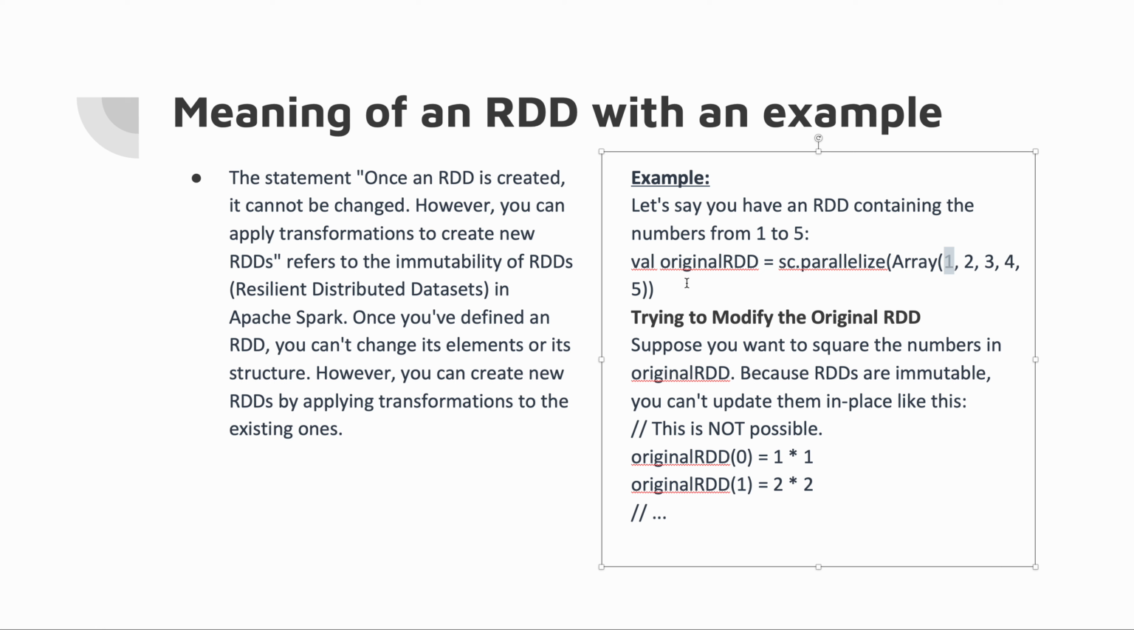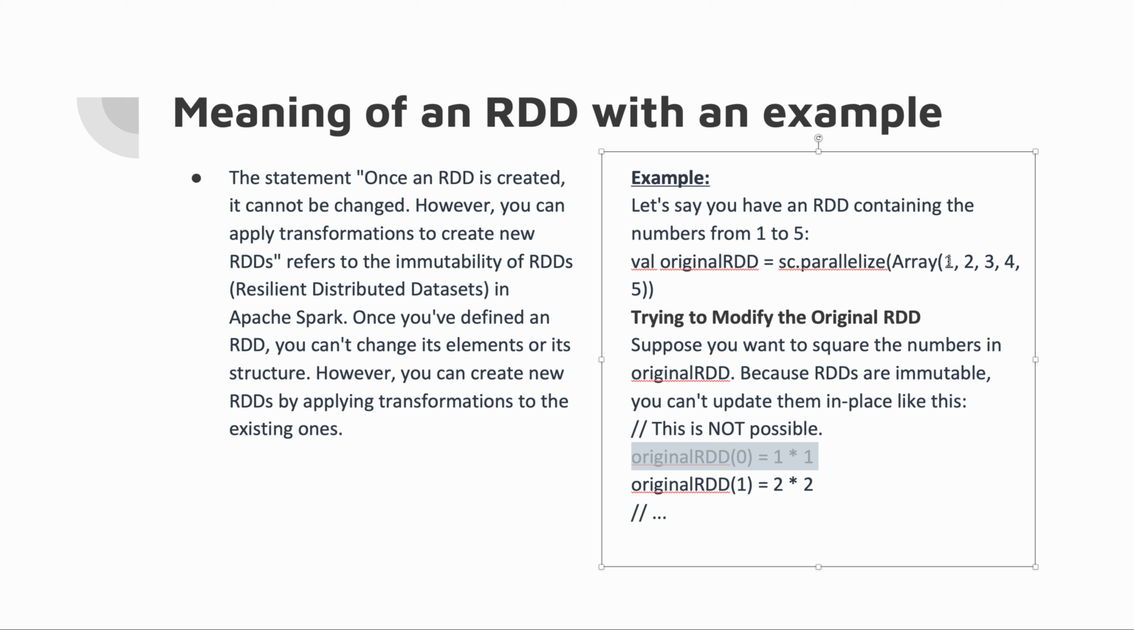You created one. After executing the statement, you decided to square this. Now you cannot change the original state of an RDD like this. So if you write the program, if you want to do the manipulation in Scala, you can do something like this. But this is not applicable when you're dealing with an RDD. That is not possible. Okay.